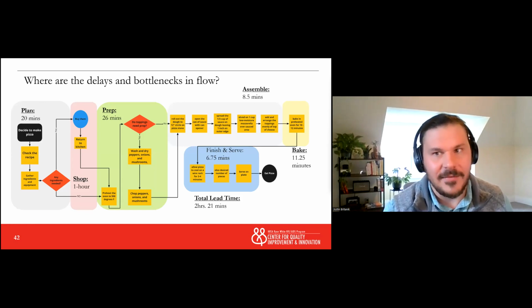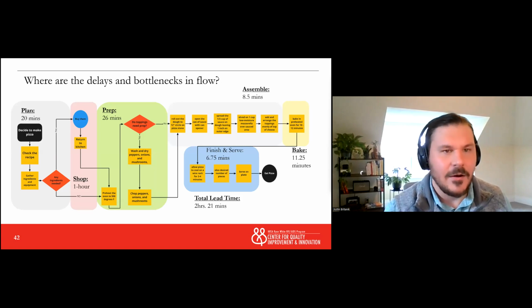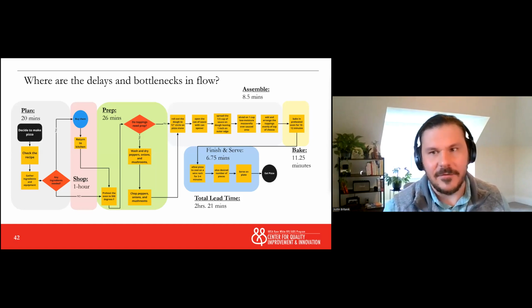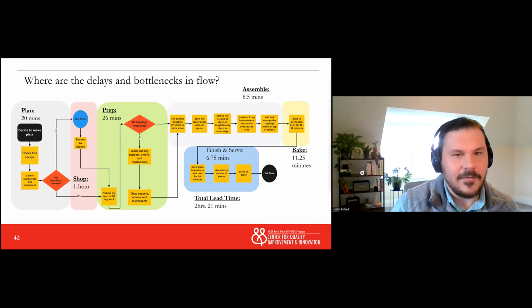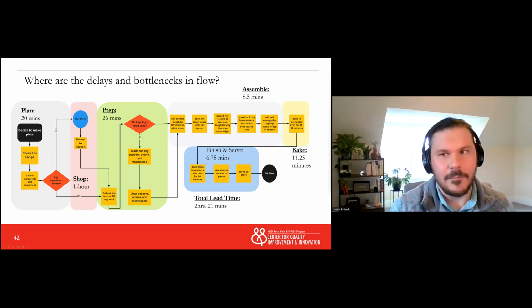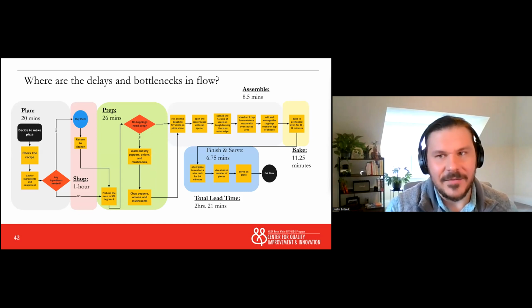This would be the first thing I'm doing when I have a process map: there's the planning, the shopping, the prep, the assembly, the baking, and then the finishing and serving. Given what we've just learned about flow, where do we see any obstructed flow in this process map?